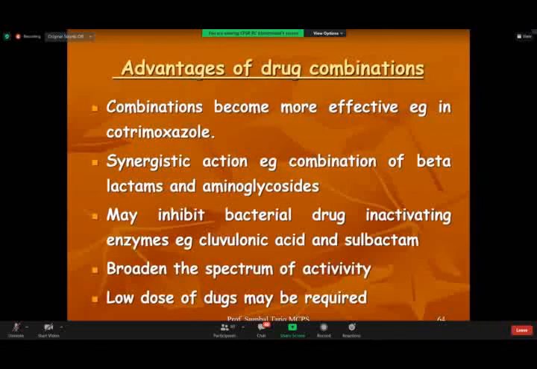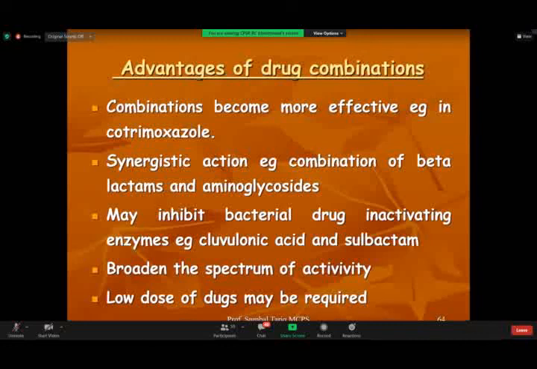फिर drug combinations के फायदा क्या होता है? Combinations become more effective, like cotrimoxazole, आपको पता है trimethoprim और sulfamethoxazole की combination है. If you give either of these drugs separately, they don't have a wide spectrum of activity. तो cotrimoxazole given together, तो एक गोली है and it works better. Synergistic effects जो होते हैं, you can get those by combination of beta-lactams and aminoglycosides, and that is 1 + 1 is 3. You have a better control of the infection.